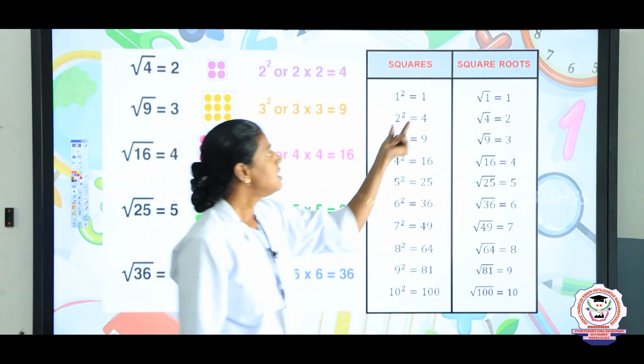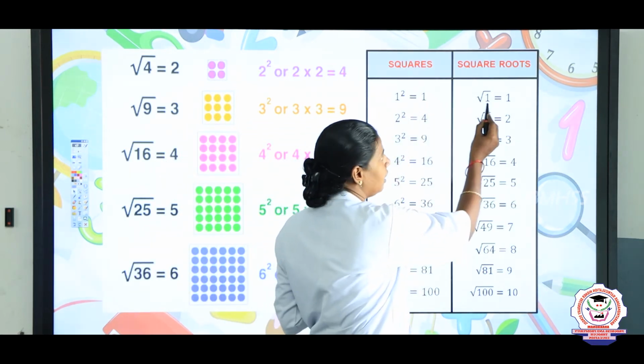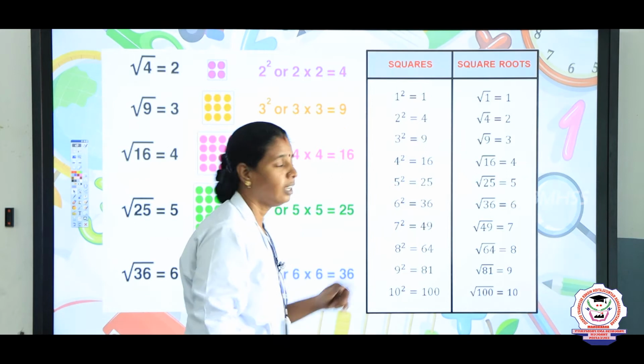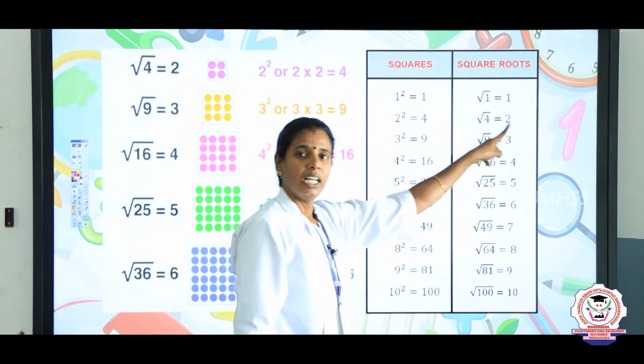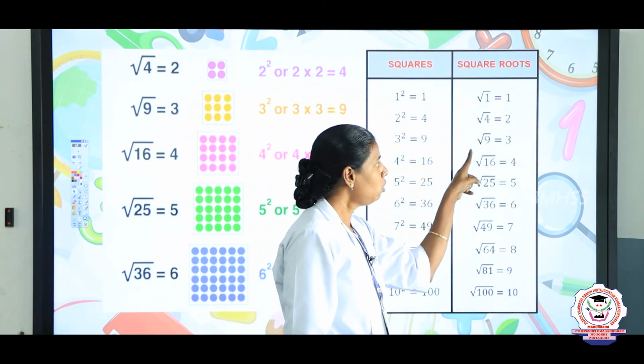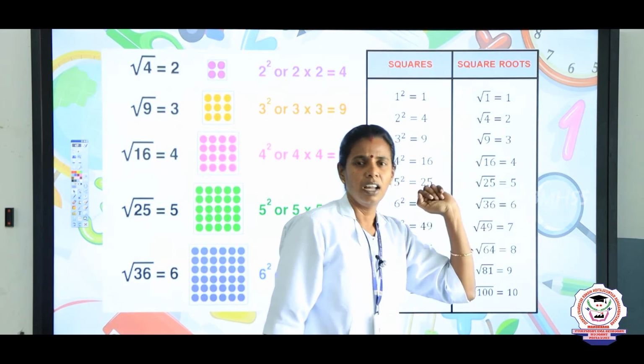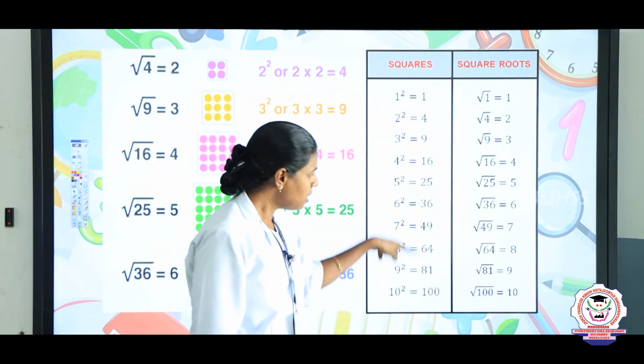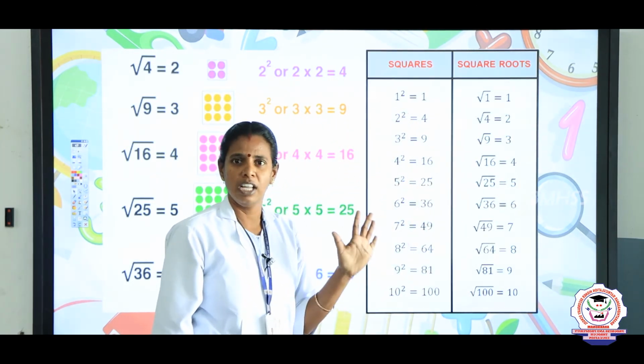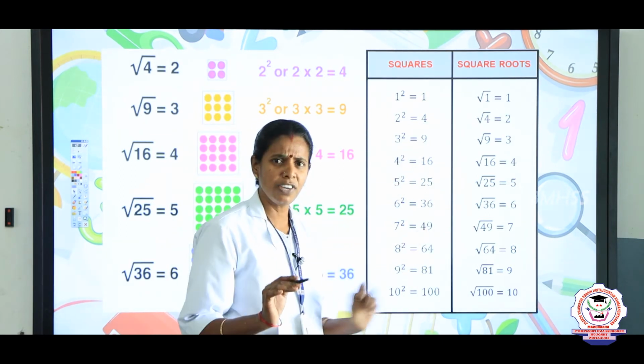Is it clear? See, for root 1, the answer is 1. For root 4, the answer is 2. Root 9, it is 3. Yes, we find the square root for perfect square numbers only.